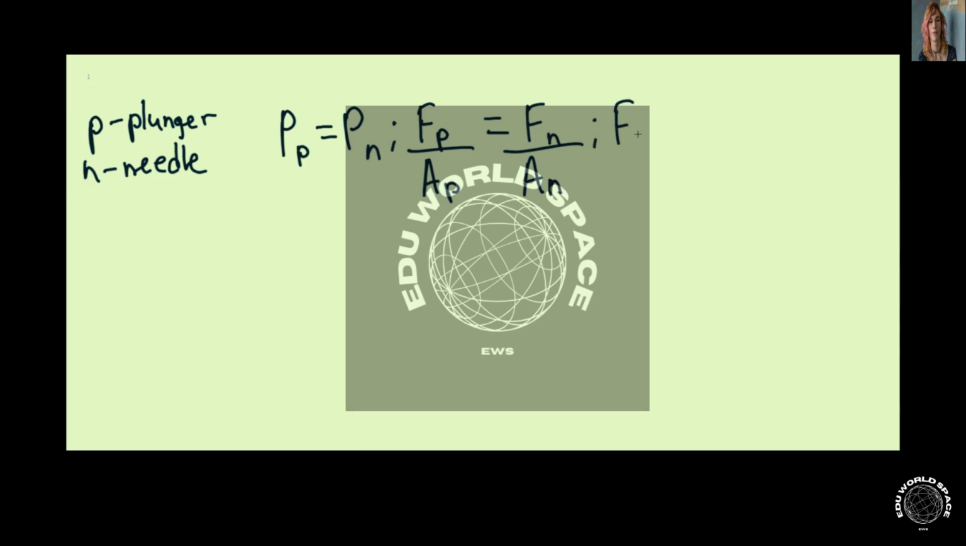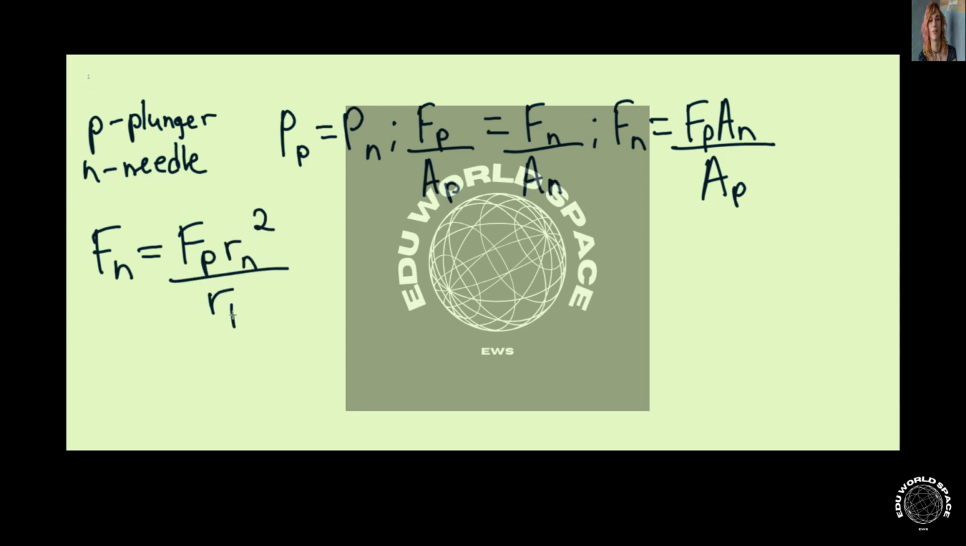We can say that the force of the needle will then equal the force of the plunger times the cross-sectional area of the needle divided by the cross-sectional area of the plunger. We can say that F sub n is then going to equal the force of the plunger times the radius of the needle squared divided by the radius of the plunger squared. We've set this up. Now part A asks us to solve.